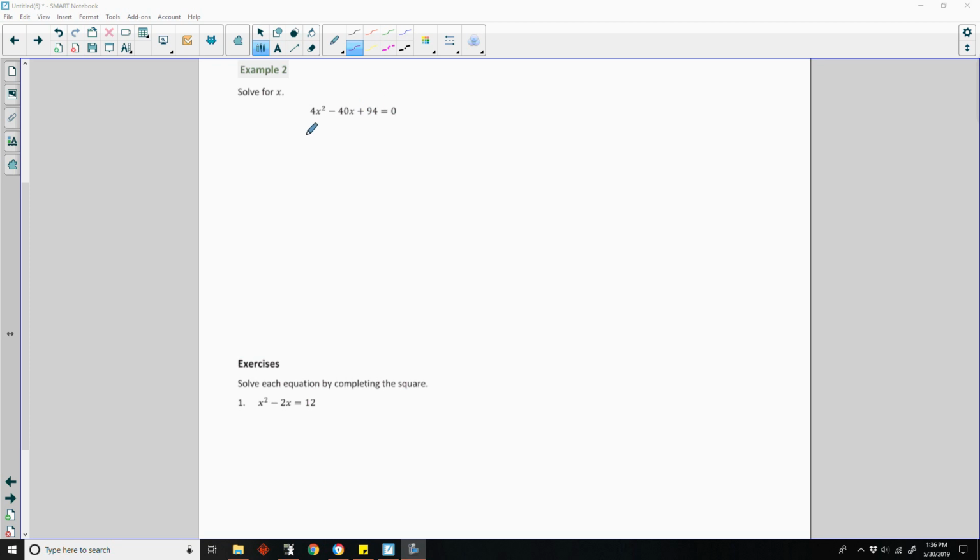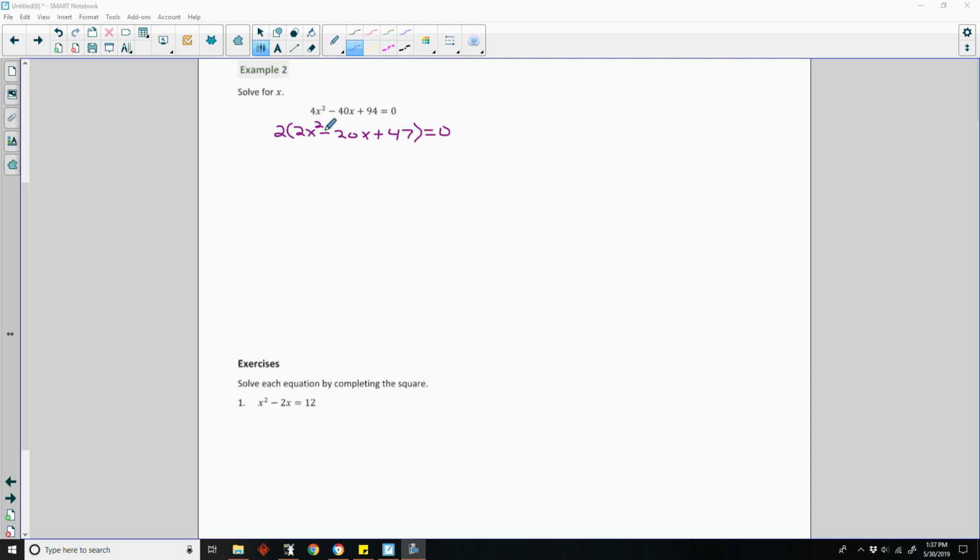But they're all even, so I know that I can factor out a 2. So it's going to be 2 times 2x squared minus 20x plus half of 94, which is 47, equals 0. There's step 1. Okay, so that's what you should always try first. Always, always, always step 1, look for greatest common factor.